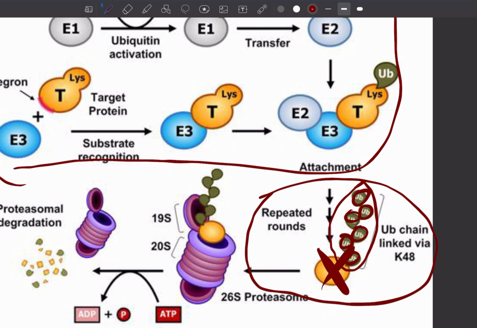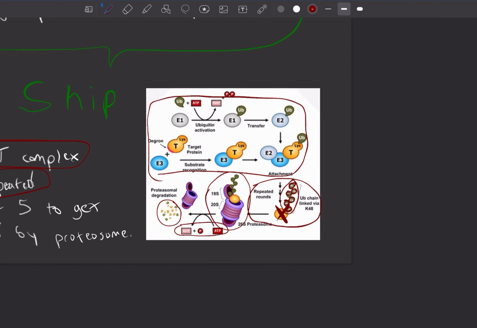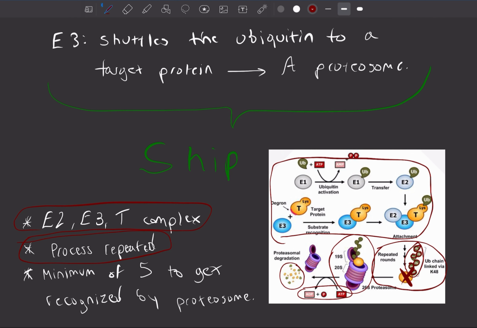you're not good. And the proteasome then comes over and is able to degrade that faulty protein through the power of ATP, our currency. And then we have this degraded material, which can be amino acids, polypeptides, used for later processes. And you see here, I did write minimum of 5 to get recognized by proteasome. And that's really it, guys. That's what ubiquitin does.